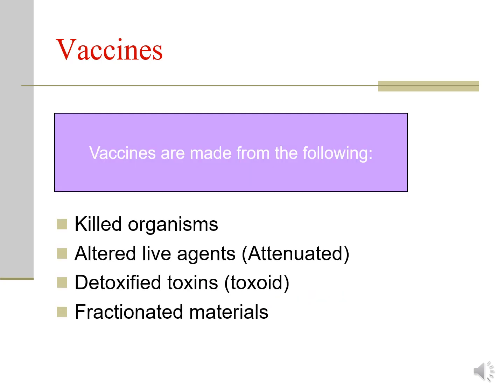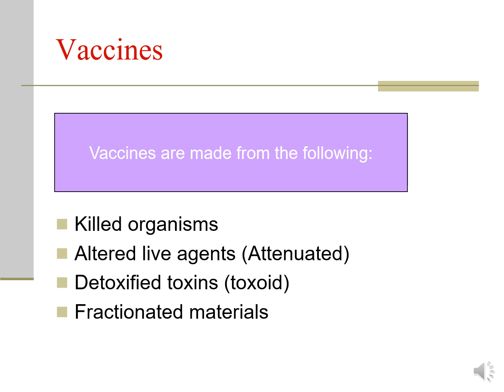Vaccines will elicit the formation of antibodies, and vaccines are made a number of different ways. They are made from killed organisms. An example of that would be the whooping cough vaccine, or Bordetella pertussis. Vaccines can be made from altered live agents, and that's called an attenuated vaccine. An example of that is the MMR, the measles, mumps, and rubella vaccine. Vaccines can also be made from detoxified toxins.